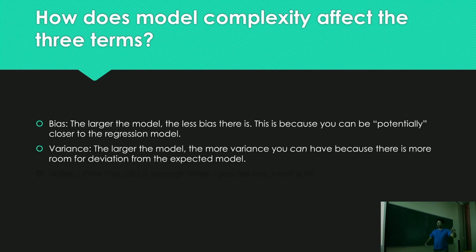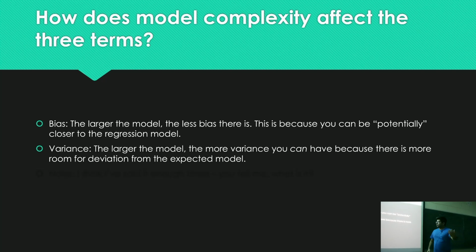Variance, however, is the opposite. You can't have everything you want, right? The larger the model, the more variance you can have, because there's more room to be wrong compared to this expectation across the sampling distribution of your data points.